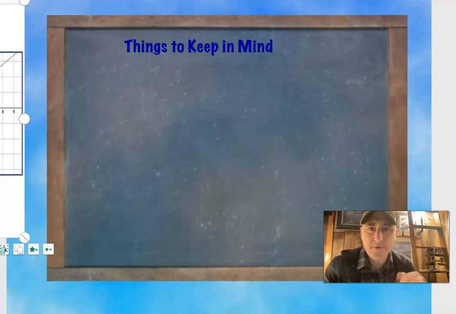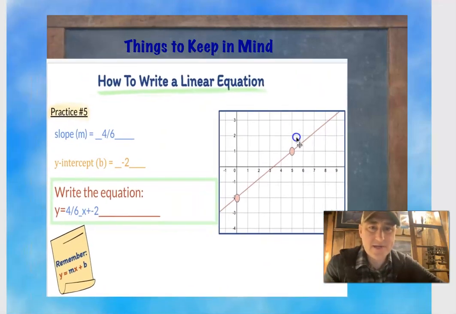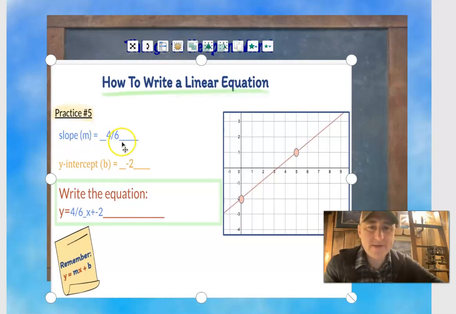I want to give you a couple things to keep in mind as we're starting to wrap up writing equations from a graph. The first thing I want to talk about is counting. Remember that when we're counting slope, that's for the m, we start by counting from one dot to the other. When we count, though, it's important that we don't count this first dot. This is like playing Monopoly or Sorry. You don't waste a step by counting this dot as 1.